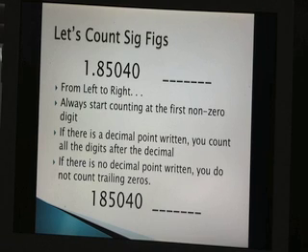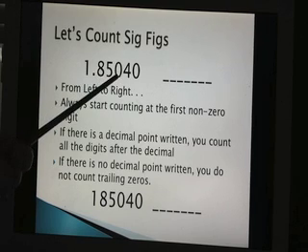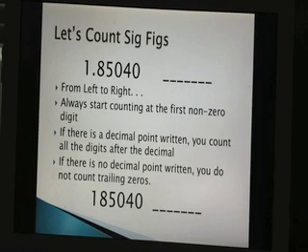So the 1, the 8, the 5, this 0, this 4, and that trailing 0. Every single digit is significant. There would be 6 significant figures in that number. If you have this PowerPoint printed out, write a 6 in that blank. Now, what do we do if there's no decimal point written? Well, if there's no decimal point written, we are not going to count the trailing 0 at the end.